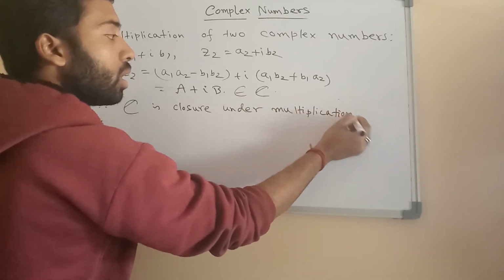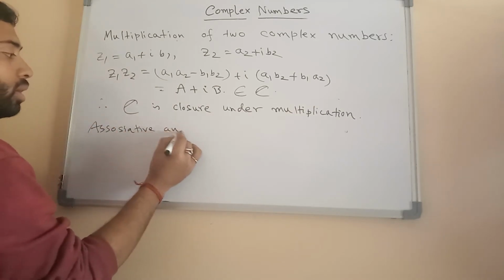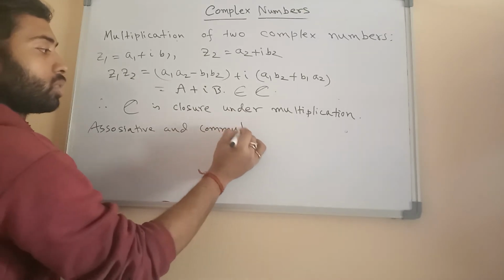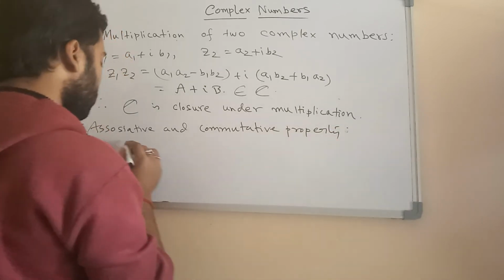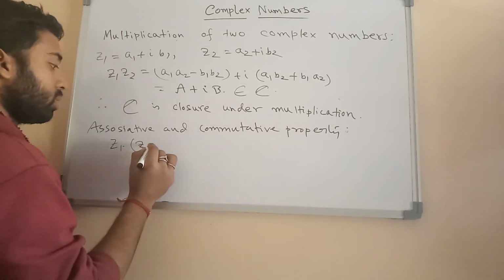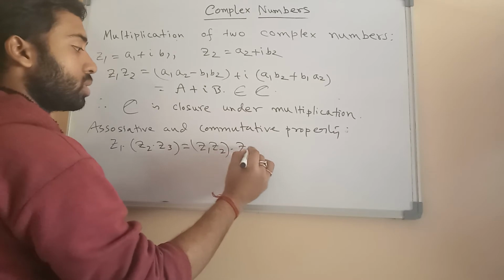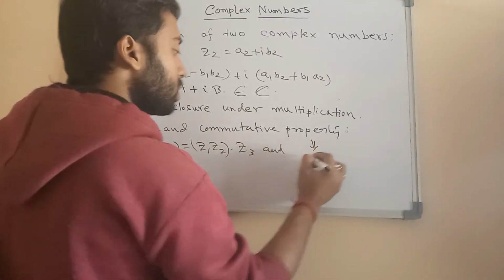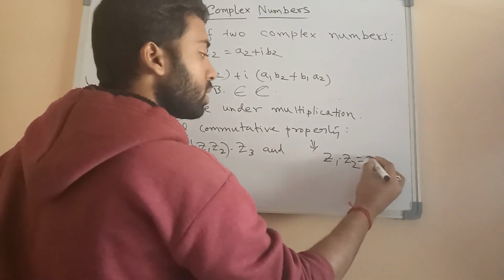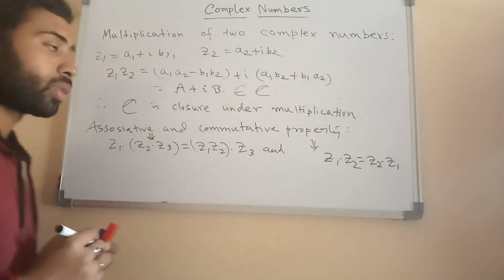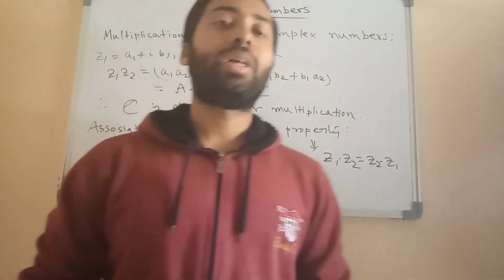Therefore the set of complex numbers is closed under multiplication, and you can easily check the associative and commutative properties under the multiplication sign. The associative property is z1 into (z2 z3) is the same as (z1 z2) into z3, and the commutative property is z1 into z2 is the same as z2 into z1. Now I am going to discuss the multiplicative inverse and multiplicative identity.